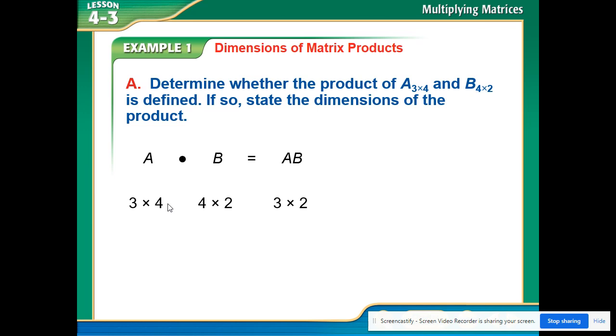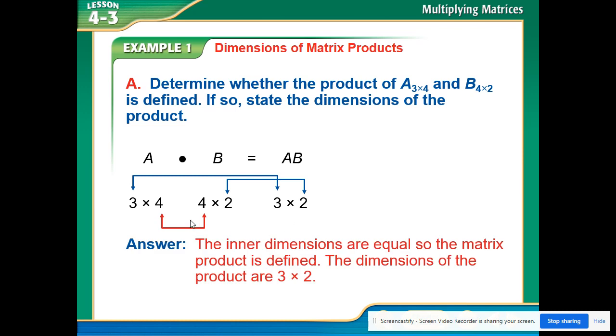That allows us to go ahead and multiply these. If those numbers were not the same, we cannot do it. Once we've taken these two 4s out, what's left, this 3 and 2, is the size of our answer matrix. So that 3 goes there, and that 2 goes over there. And those 4s, again, have to be equal. So yes, we can do it, and the answer is going to be a 3 by 2.